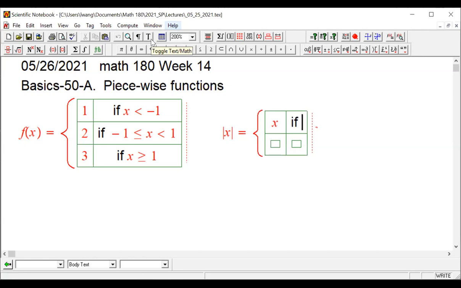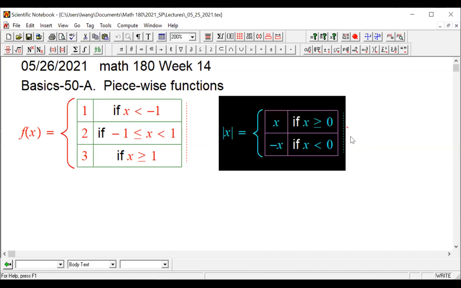If x is greater than or equal to 0. The opposite of it, if x is negative. This is a piecewise function, which we introduced to you a long time ago, right? Long time ago. And these two are similar. You just have one more piece, right?